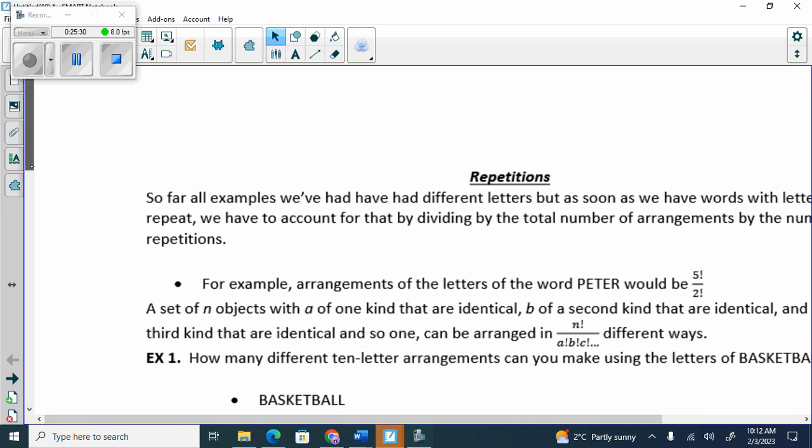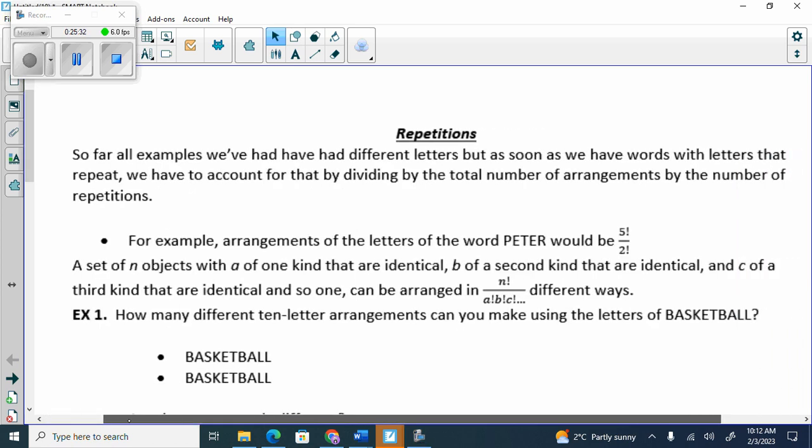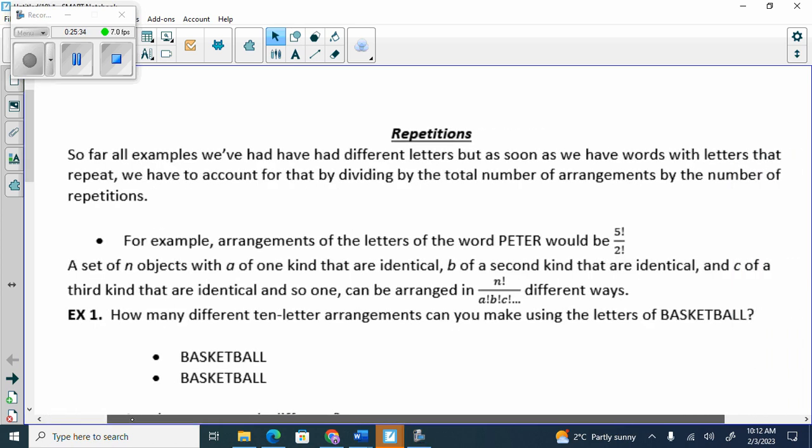All right. So for all examples we've had, they've had different letters. But as soon as we have words with letters that repeat, we have to account for them by dividing the total number of arrangements by the number of repeated letters. For example, Peter.